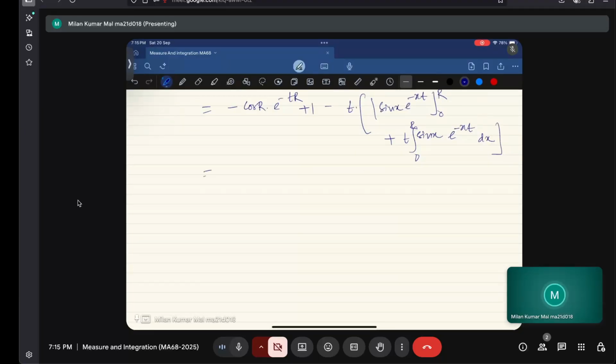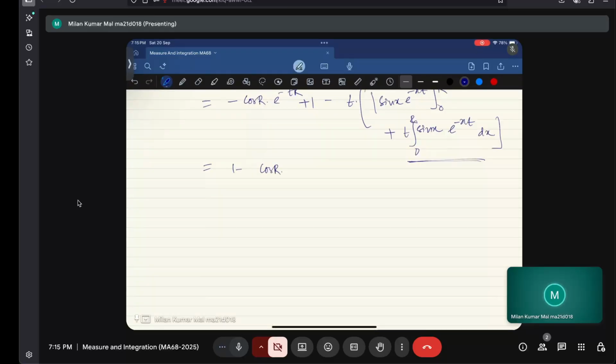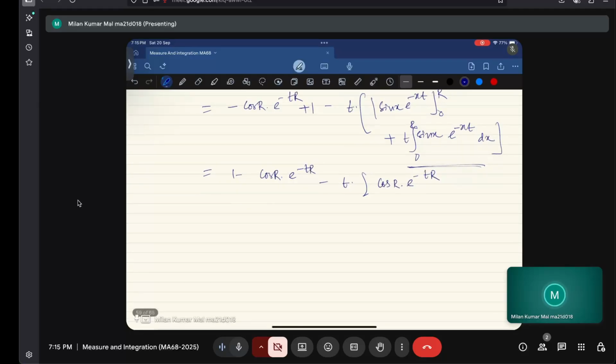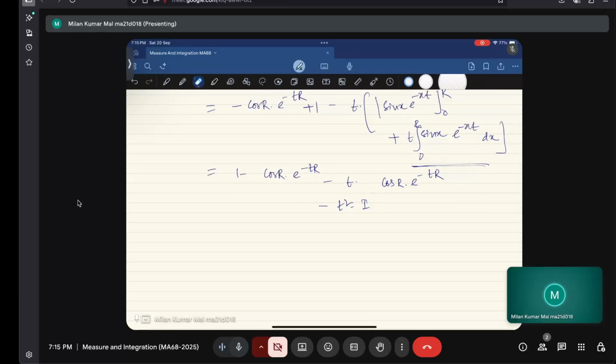Now what you will get if you do it here: this is again the term I1. Okay, so there we get 1 minus cos r e to the power minus tr minus t into, if you replace the value of r, then first it will be cos r into e to the power minus tr, and if you replace the value 0 here, sin 0 is 0, so that's done, and this will be the minus t square into the value I. Okay, the starting integral.